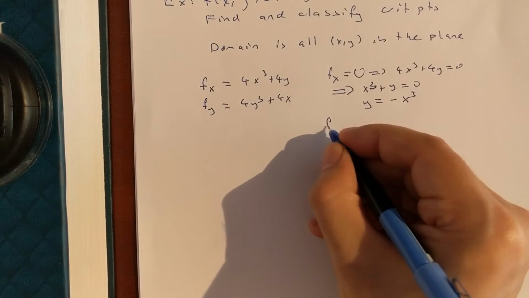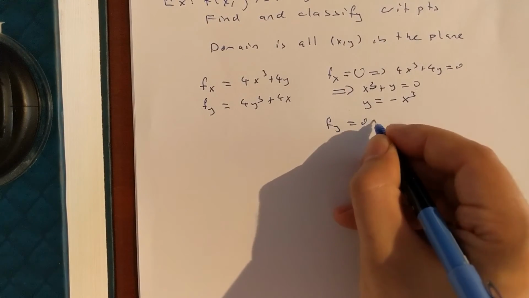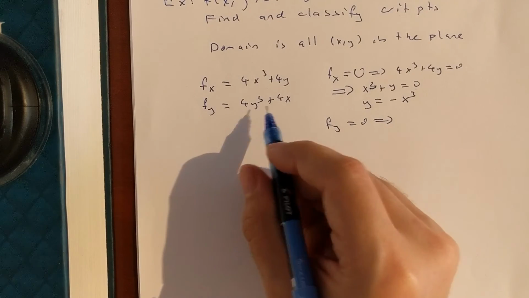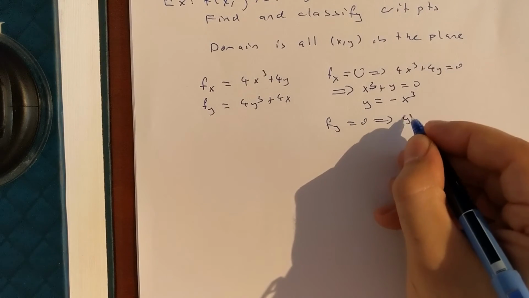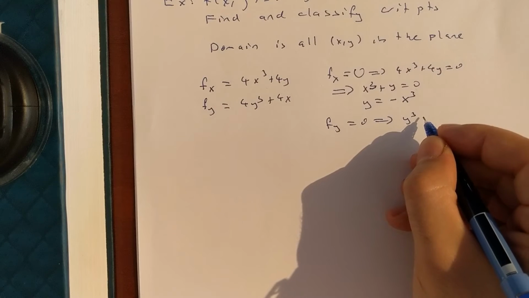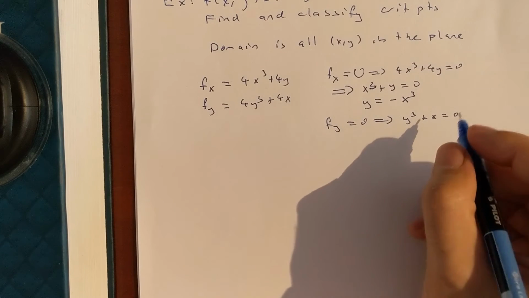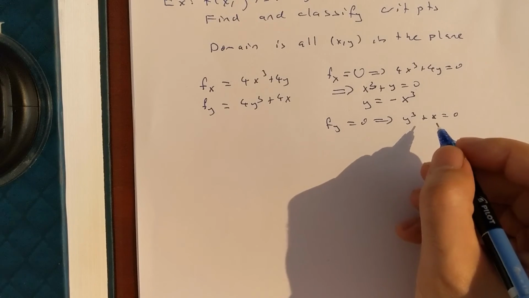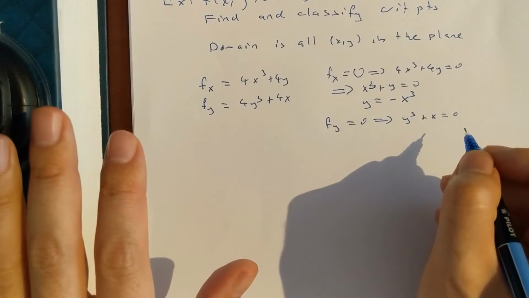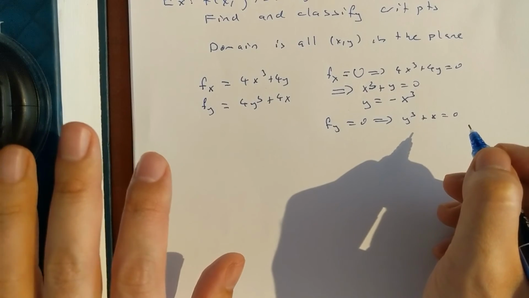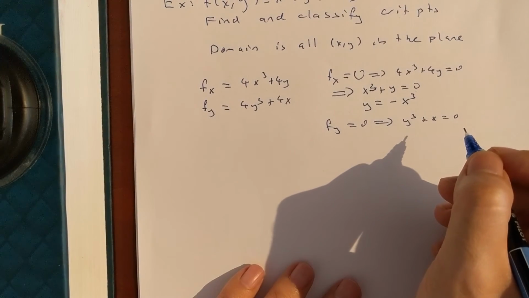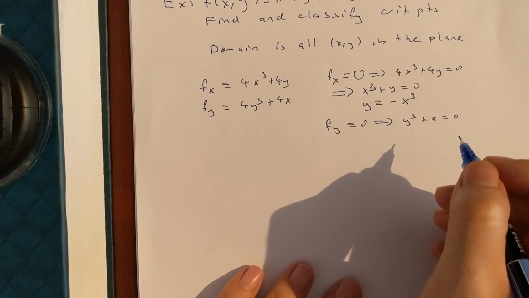So similarly, f sub y equals 0 implies, let's skip the step of dividing everything by 4, y cubed plus x is going to be equal to 0 this time. So here, this time we're going to have minus x is equal to y cubed, right?